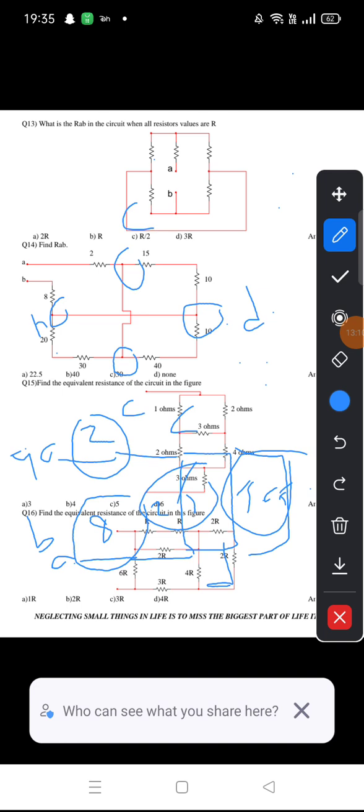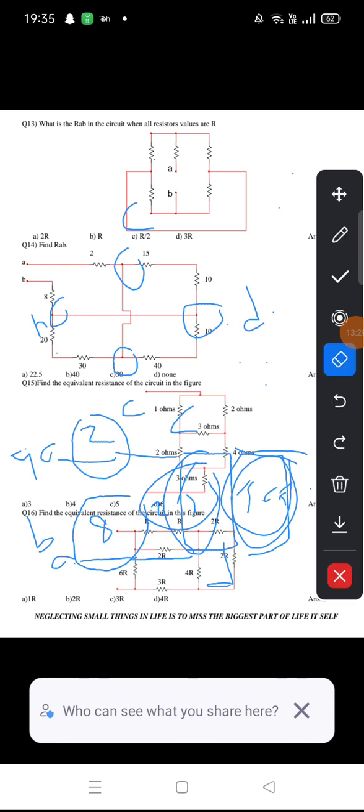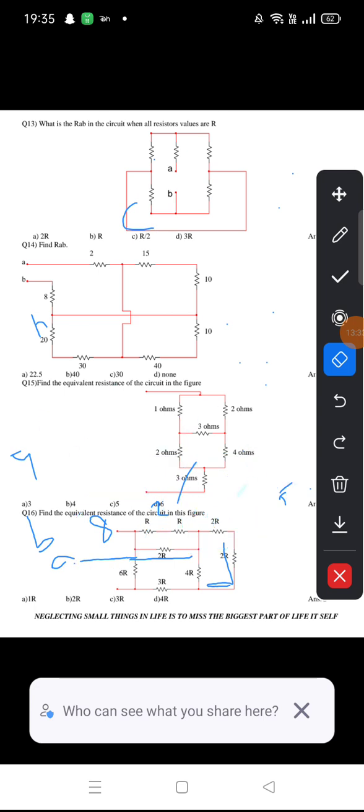Yes, here 50 in parallel with 50. Equal values are connected in parallel, resultant value is 25. This resultant 25 in parallel with 25, you will get 12.5. Next, all 3 resistors are connected in series: 2 plus 12.5 plus 8. You will get 22.5 as the answer. In this way we can calculate the equivalent resistance between A and B terminals.